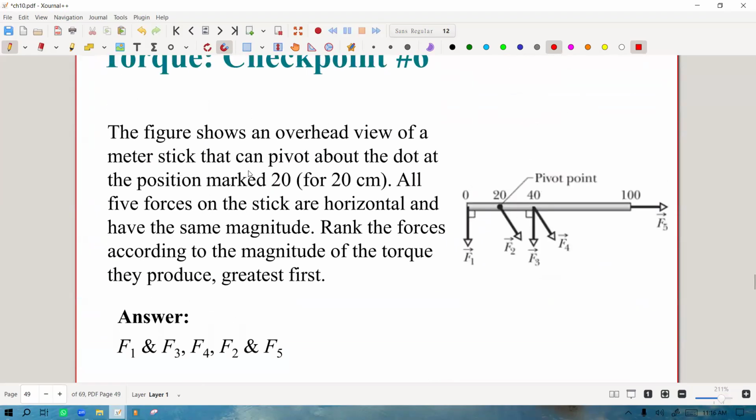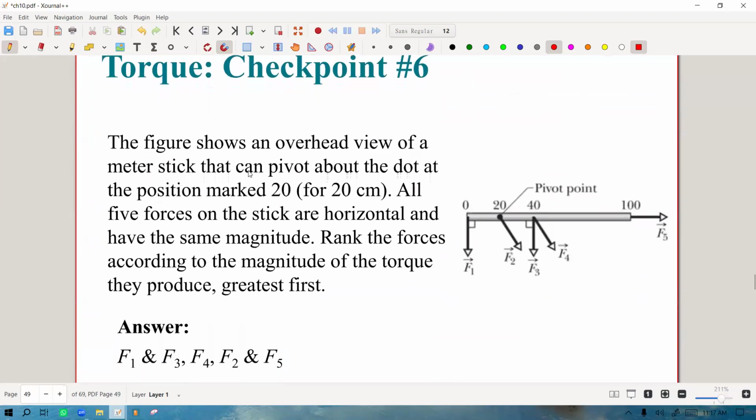For example, in this case, the figure shows an overhead view. The meter stick can pivot about the dot at the position. Rank the forces according to the magnitude of the torque they produce, greatest first. F1. So this one is the pivot point.